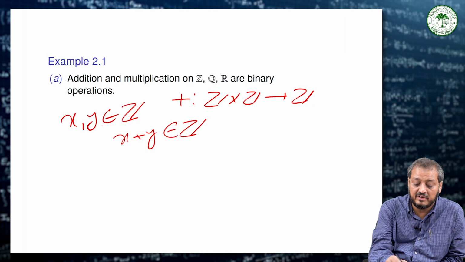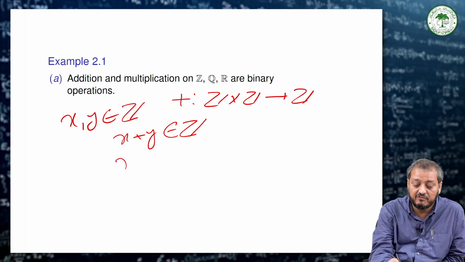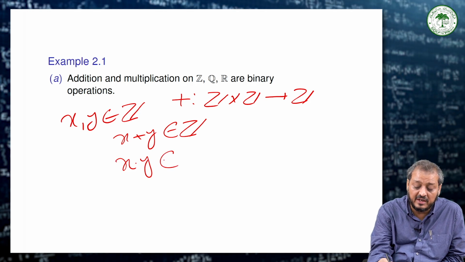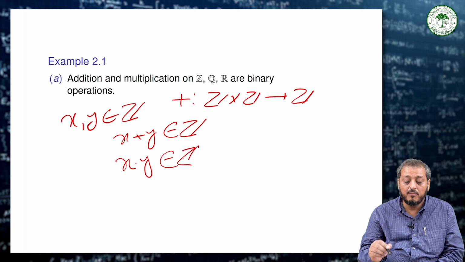Also, if we take x and y as elements of Z and consider x into y, then the product of two integers is again an integer, that means it again belongs to Z.